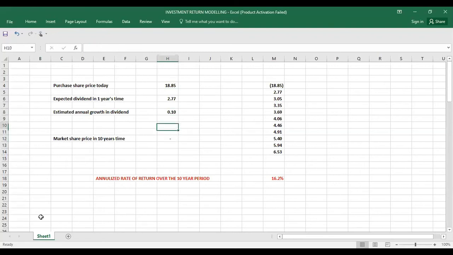So just to illustrate that, let's assume that the dividend growth per annum is about 14%. I'm typing in 14% now. You'll see the figure in red jumps to 19.6%.